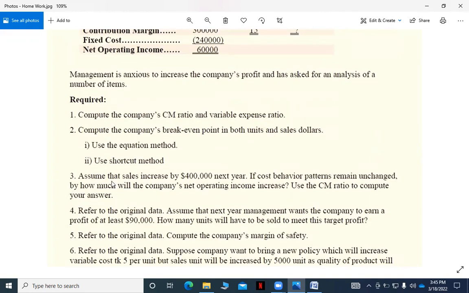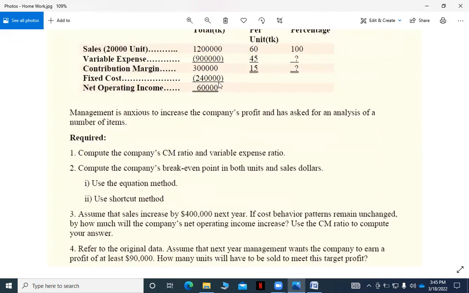আমাদের এখানে কি বলছে যে assuming that sales increase 4 লাখ, সেলস বেড়ে যায় এবং কস্ট বিহেভিয়ার প্যাটার্ন রিমেইন আনচেঞ্জড, অর্থাৎ ফিক্সড কস্ট ভেরিয়েবল কস্ট কোনো কিছুই চেঞ্জ হচ্ছে না। ফিক্সড কস্ট আমরা অলরেডি ডিডাক্ট করে ফেলছি, তাই সেলস ইনক্রিজ হইলেও ফিক্সড কস্ট আর ডিডাক্ট করতে হবে না। আমরা জাস্ট কন্ট্রিবিউশন মার্জিন রেশিও দিয়ে we'll just multiply the sales increase, then we'll get how much it will increase the net operating income. বুঝতে পেরেছেন কি বলেছি এখানে?